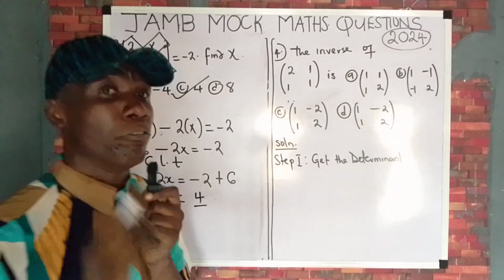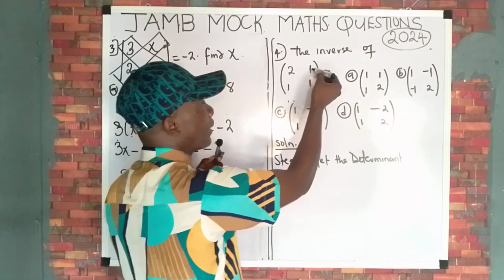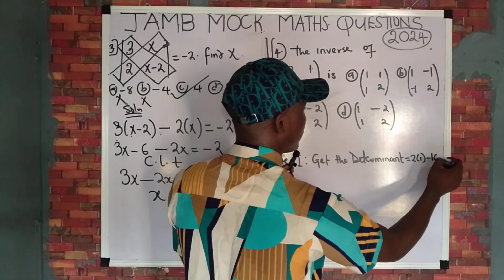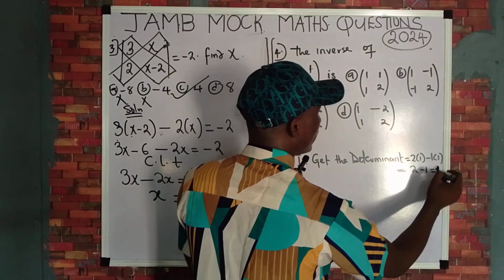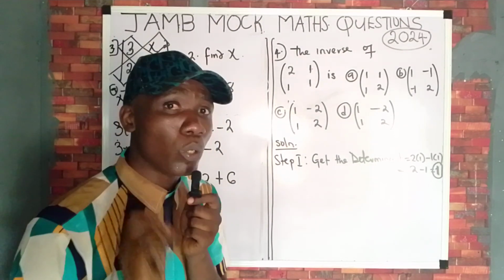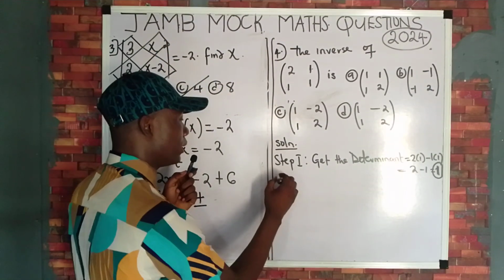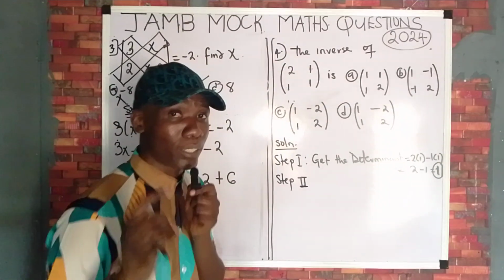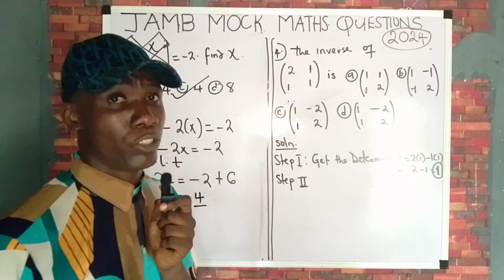How do we get the determinant? Very easy. Remember, principal diagonal minus ordinary diagonal. So we are going to get 2 times 1 minus 1 times 1. And that will give us 2 minus 1 to give us 1. So the determinant of this matrix is 1. Remember, you are looking for the inverse of the matrix. What is the next step? Step 2, it will amaze you. It is a trick and a shortcut for solving the inverse of a matrix.